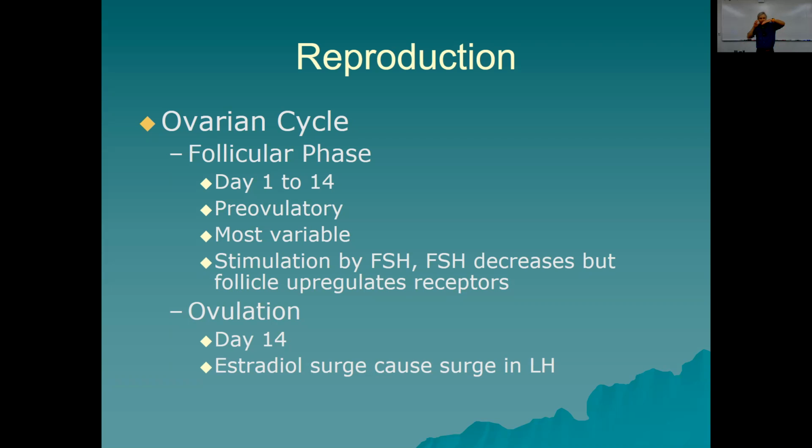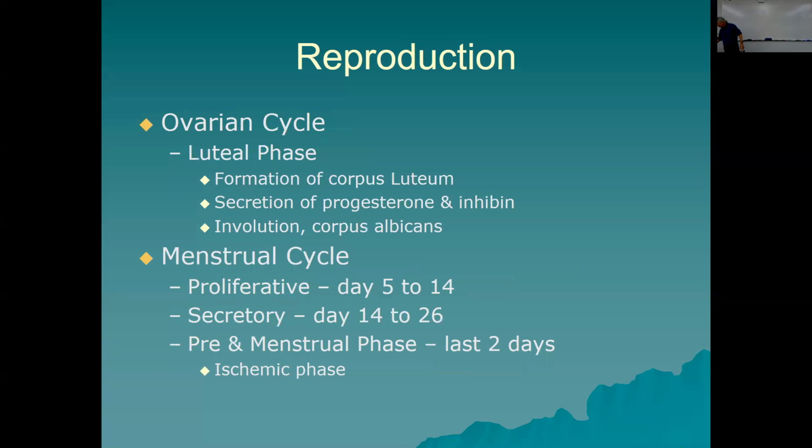Before, estrogen was inhibiting FSH, now estrogen stimulates FSH. So a little FSH surge, but more importantly, there's an LH surge. We're at day 14. And this causes ovulation, the LH surge stimulates ovulation. Then after ovulation, we have the luteal phase, the formation of the corpus luteum, secretion of progesterone from the corpus luteum, and then finally involution of the corpus luteum if there is no implantation event, and formation of the corpus albicans.